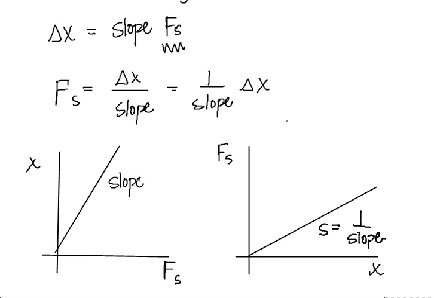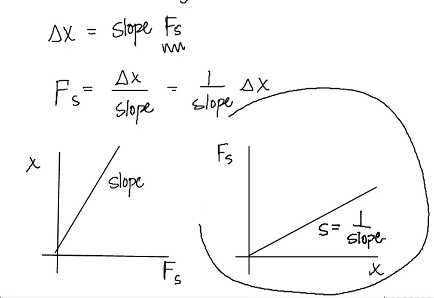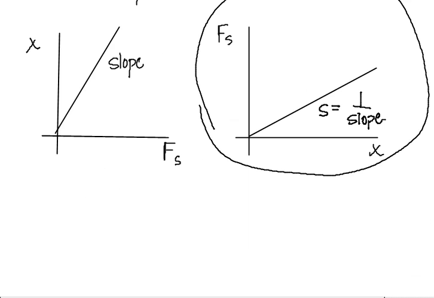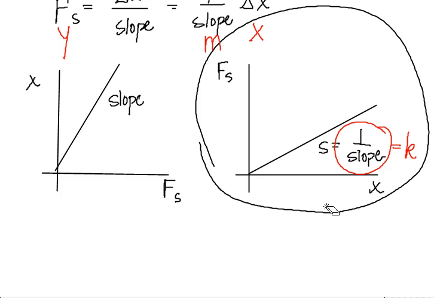And this is how most of the time you will see the spring force drawn or described. And this value, the slope of this line right here, is called the spring constant, which is a K. So this is the spring force constant.